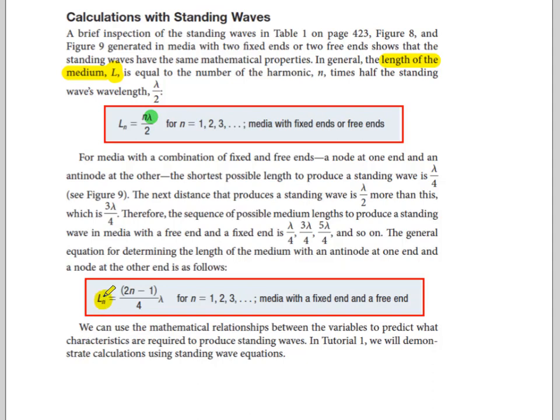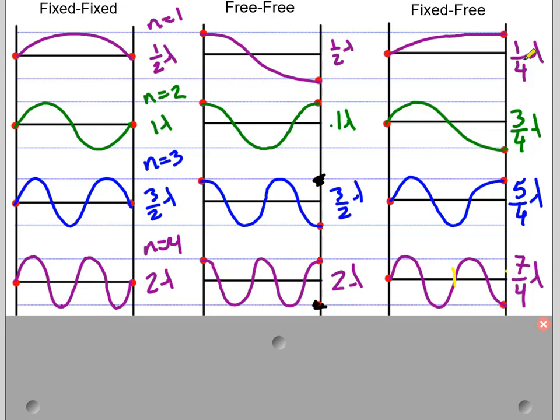Again, the L is the length of the medium. Okay, so if they said you have a 60 centimeter string, that is the length of the medium. Okay, now 2n minus 1, this top part, when you substitute in n's, if we put n equals 1 into here first, 2 times 1 is 2, minus 1 would get me back down to 1. So my first harmonic would be at 1/4 lambda. And if you go back to here, that's exactly what it was.